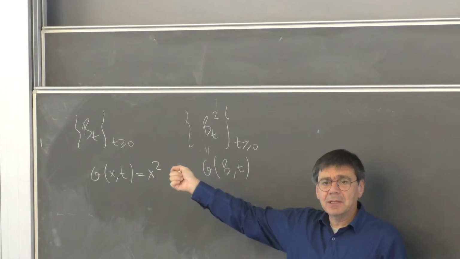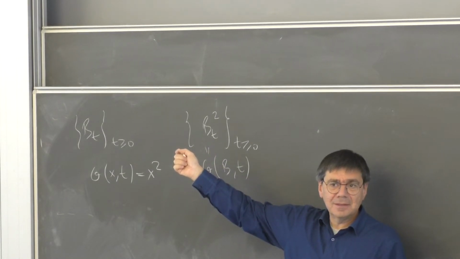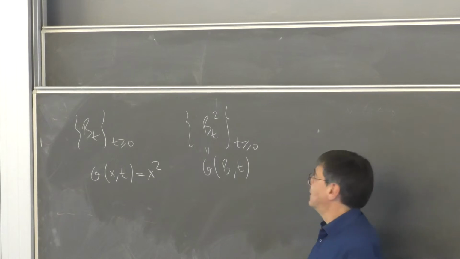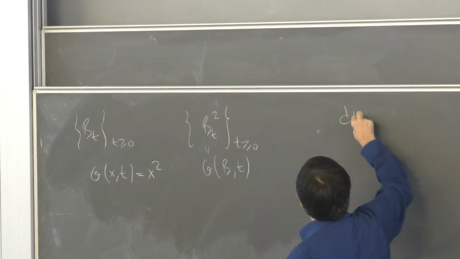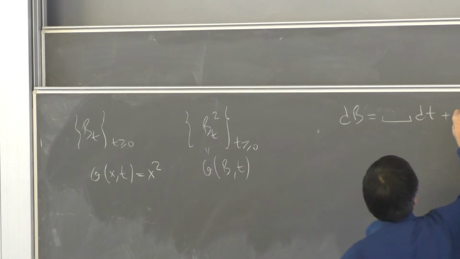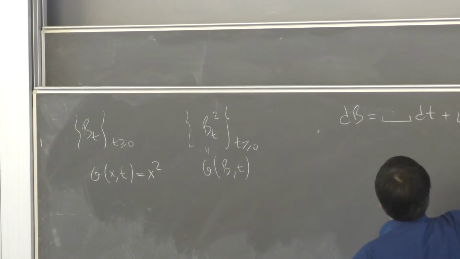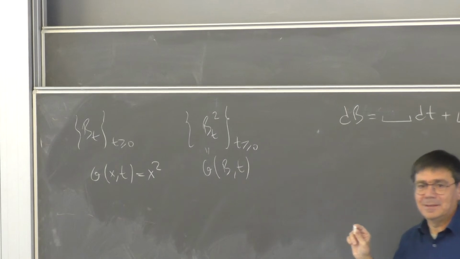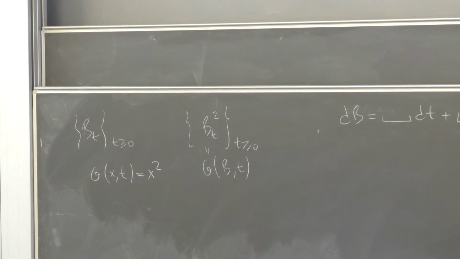Why is Brownian motion an Ito process? Can I write d Brownian motion as something times dt plus something times d Brownian motion? You can. You can even tell me how to, you're just not telling me. How do we do that? How do we make this true?